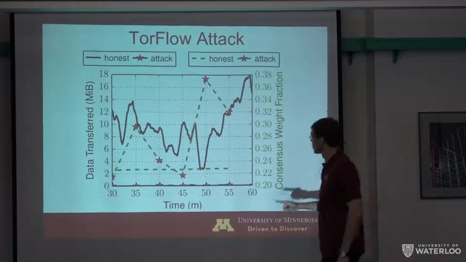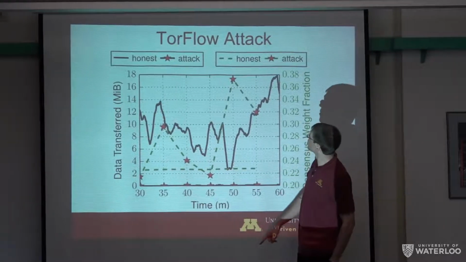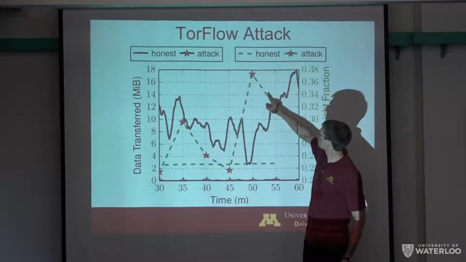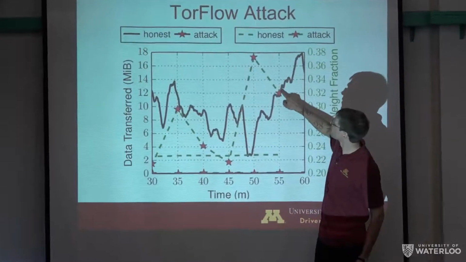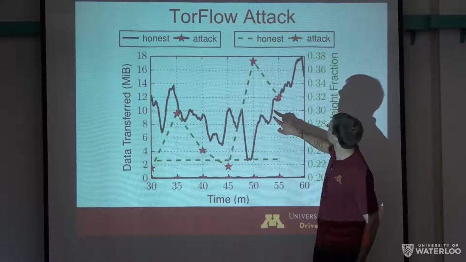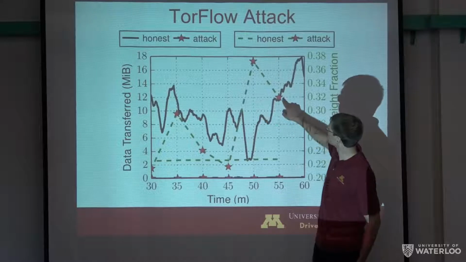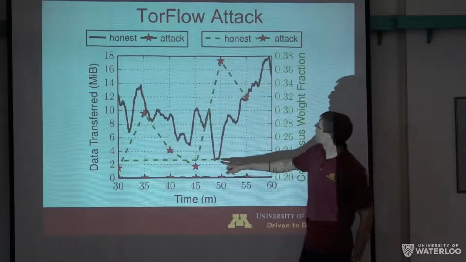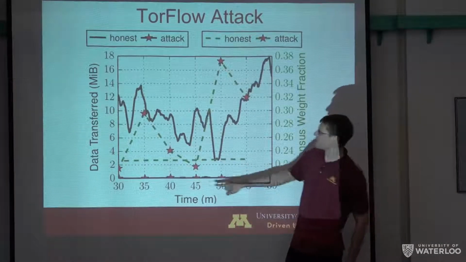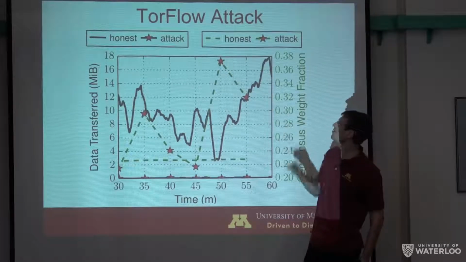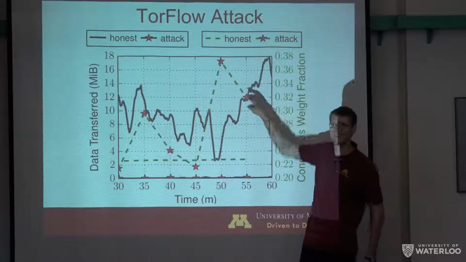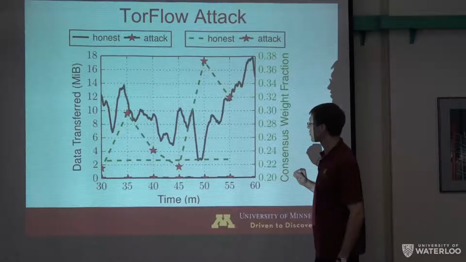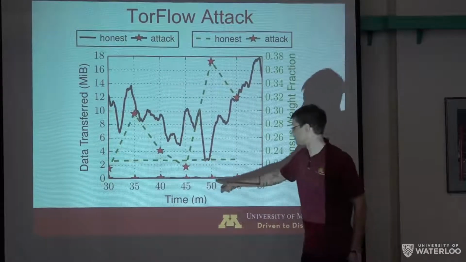Okay, and so you can see that the attacker, right, so the green axis shows that the attacker's weight was higher than the honest node's weight. The dotted green is the honest one, right? And the star dotted green is the attacker, right? But the bandwidth, the actual data transferred by the attacker, was almost nothing.